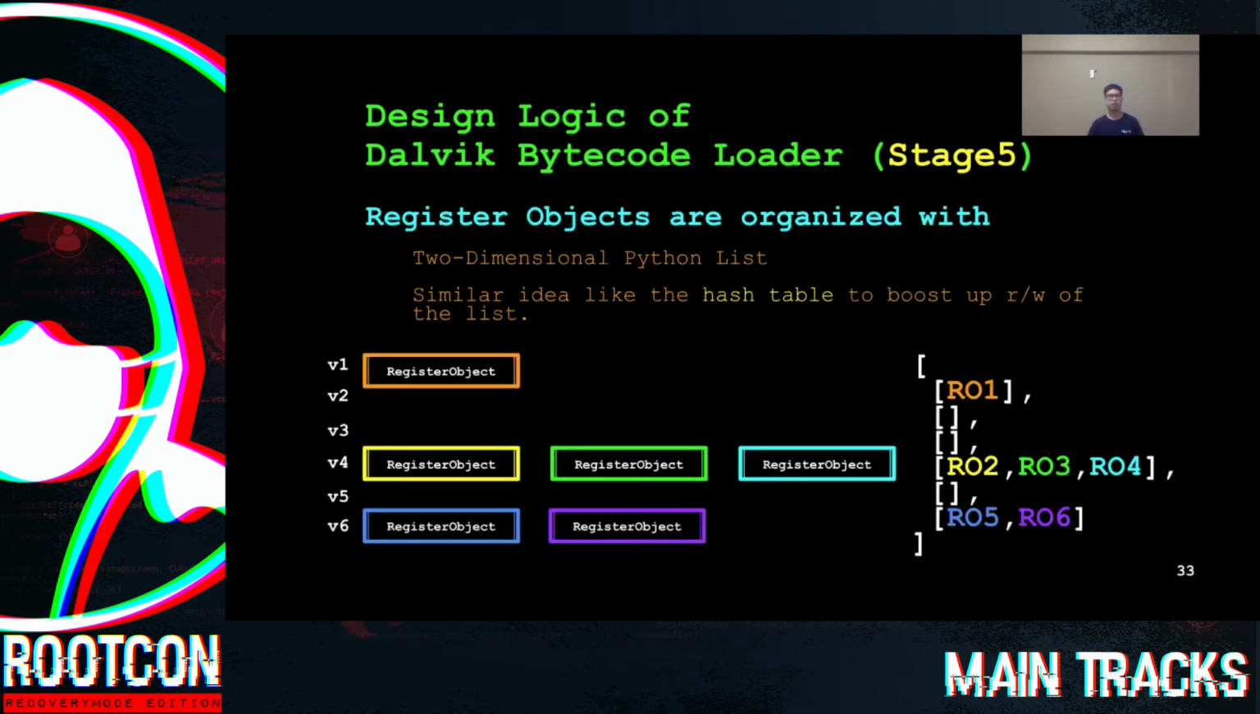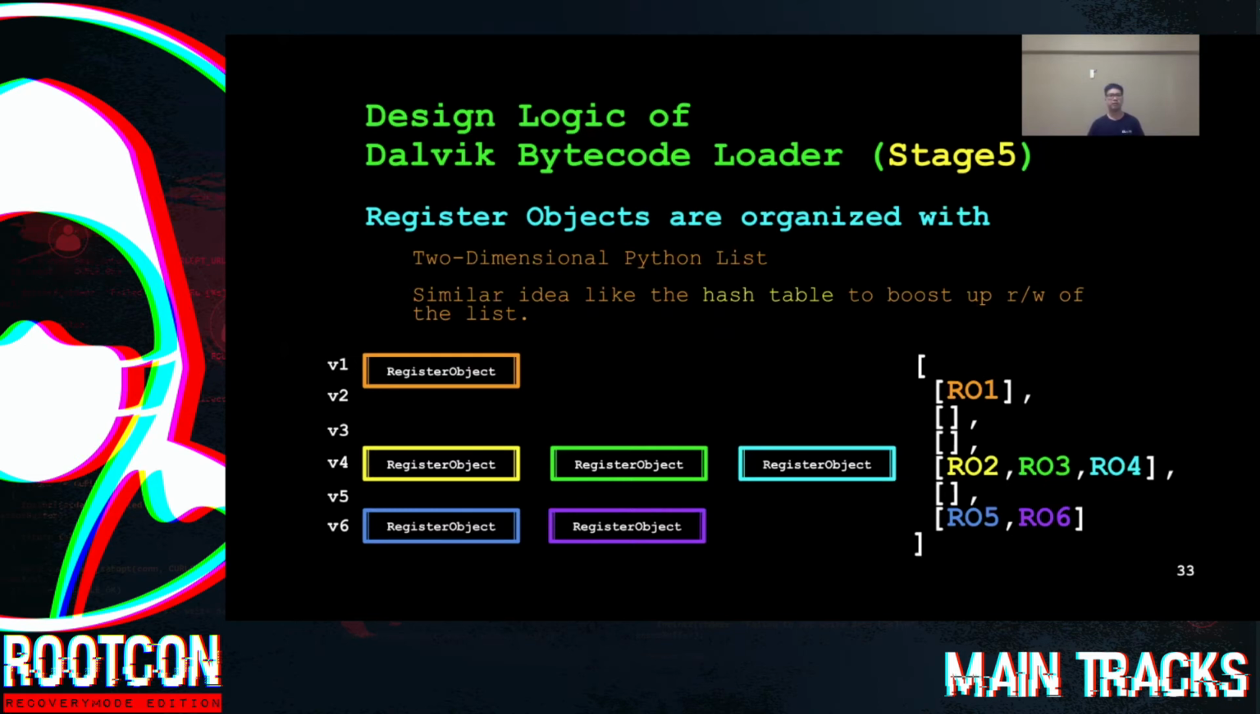Those register objects will be organized with a two-dimensional Python list. It is a similar idea to a hash table. We use it to boost the read and write of the list. So now, let's see the table.